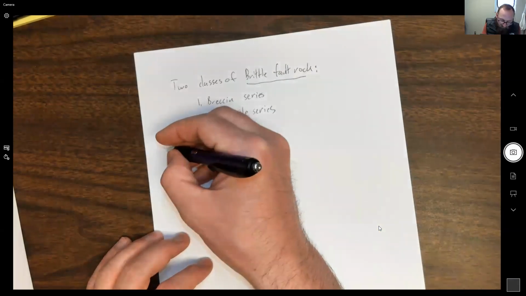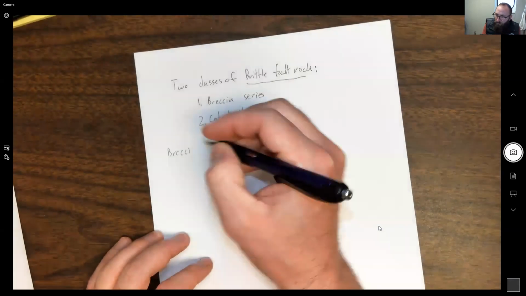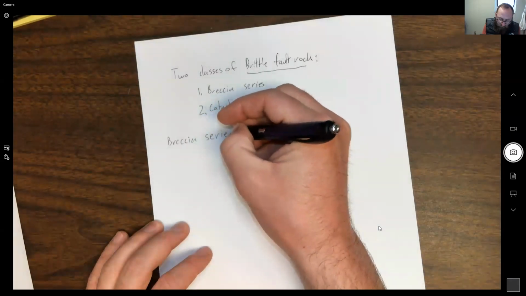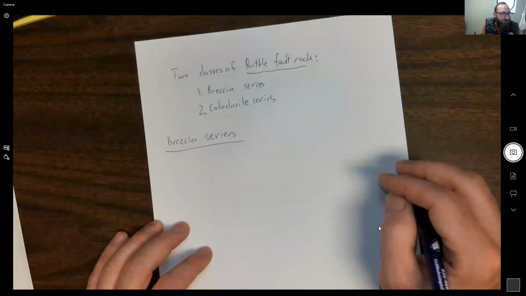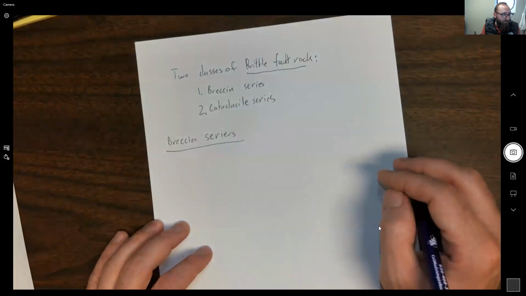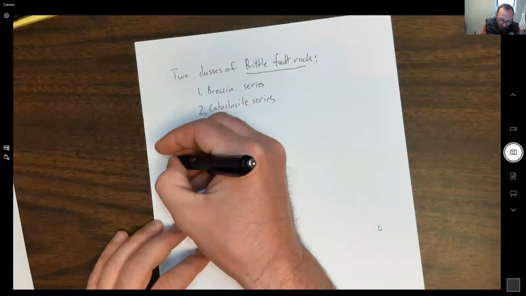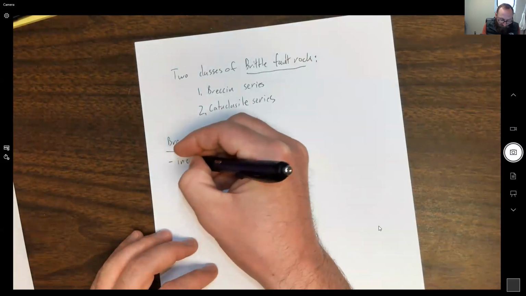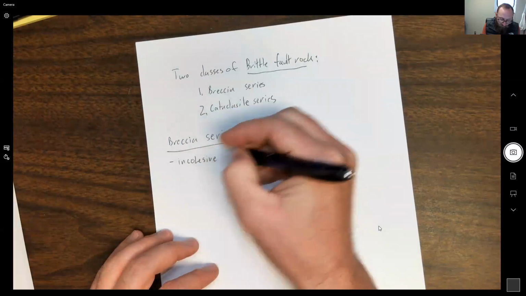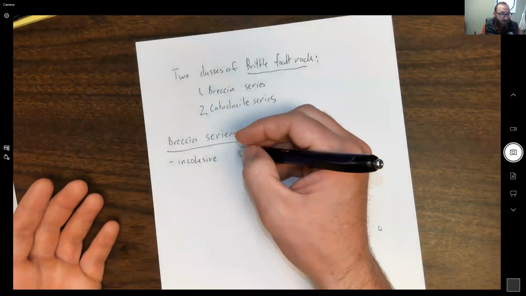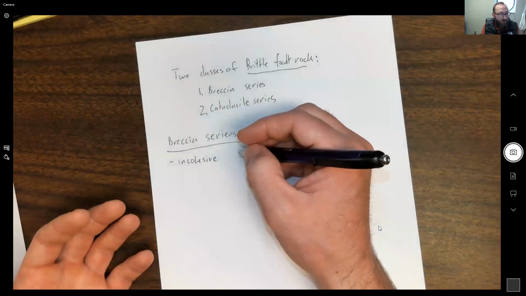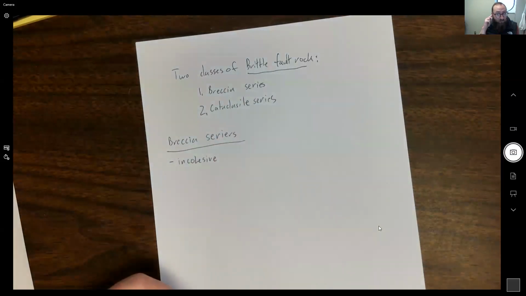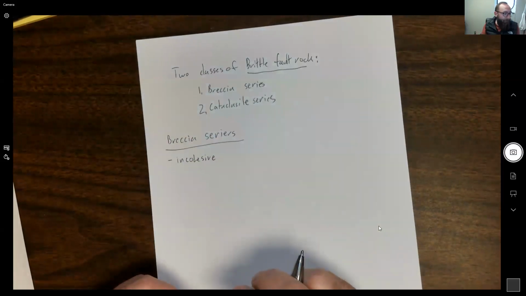Okay, let's look at the Breccia series first and define some important characteristics about it. Our Breccia series fault rocks are characteristically incohesive. And this word incohesive simply means that it can be made to fall apart in your hands. In other words, they're not well indurated. Okay, they're easy to crumble if you squeeze them at all.